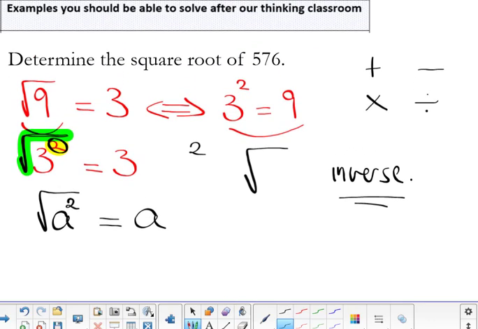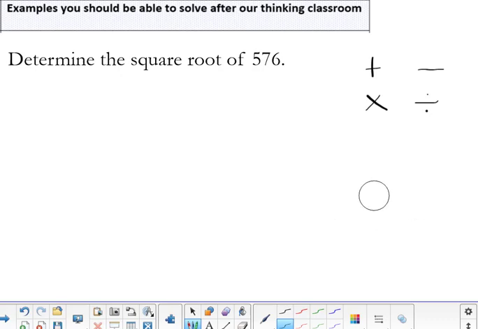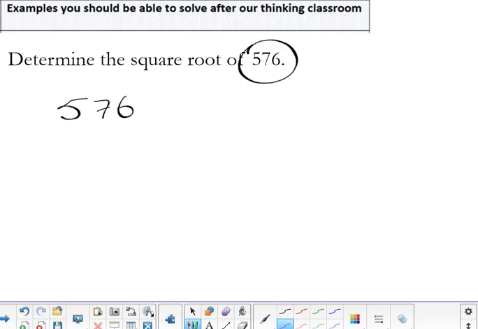Now, we're going to use that idea here and look at how we can use factors and prime factors in particular to find the square root of 576. Now we do not want to use our calculator here; it would kind of be cheating in this particular case. So what we're going to do is take 576 and write out all its prime factors.